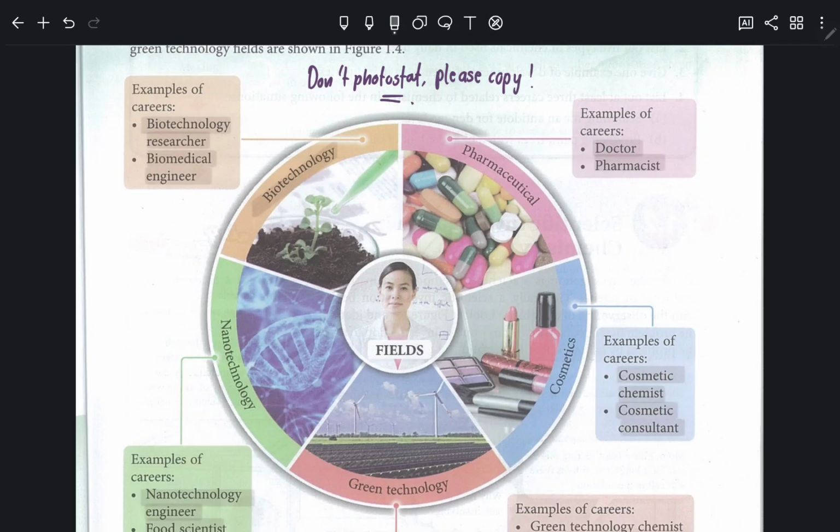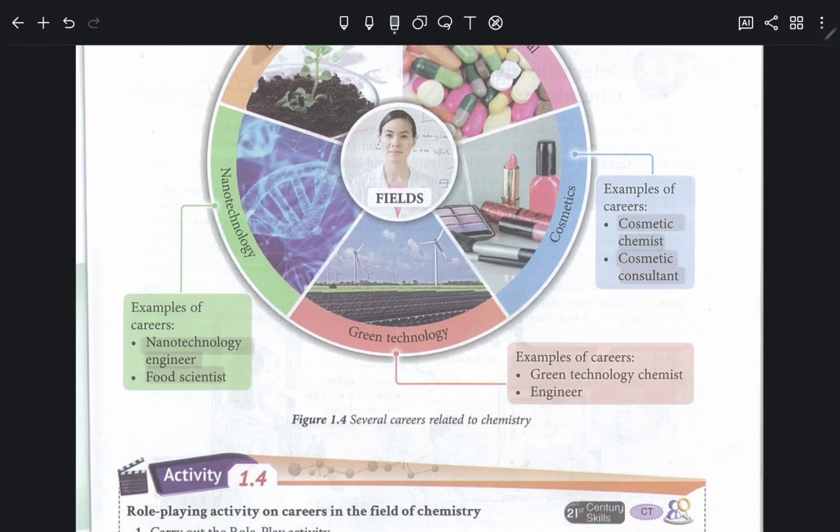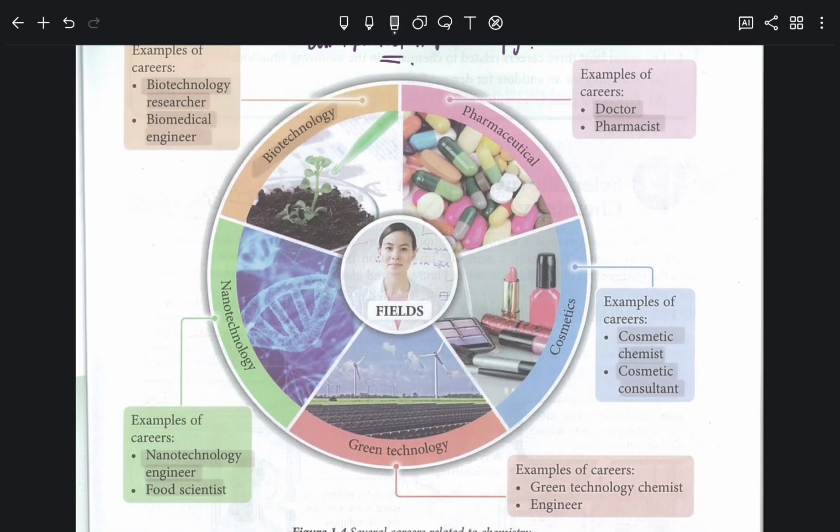Okay, so itu sahaja untuk video kali ini. We are already done learning all the objective. I hope you get lah what we learn. Okay, at least kalau tanya biotechnology, boleh name satu career. Boleh jadi biomedical engineer. If I tanya pharmaceutical, very easy lah, boleh jadi doktor. Cosmetic, boleh kata chemist, cosmetic consultant, cosmetic consultant ke, cosmetic chemist ke. At least one you know from each field.